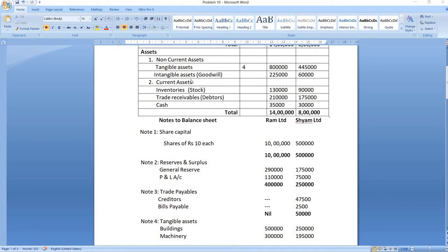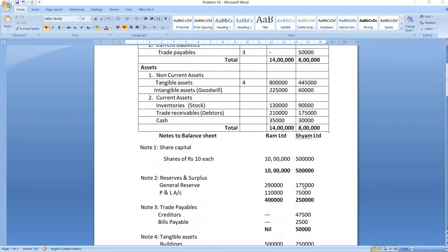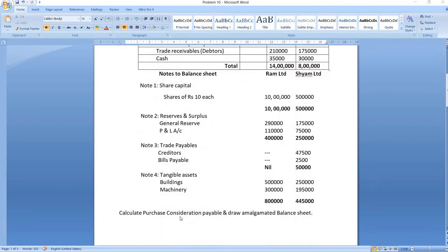Next, intangible assets, in that goodwill, 2,25,000 and 60,000. Next, stock, 1,30,000 and 90,000. Debtors, 2,10,000 and 1,75,000. Cash, 35,000 and 30,000. Calculate purchase consideration payable and draw amalgamated balance sheet.